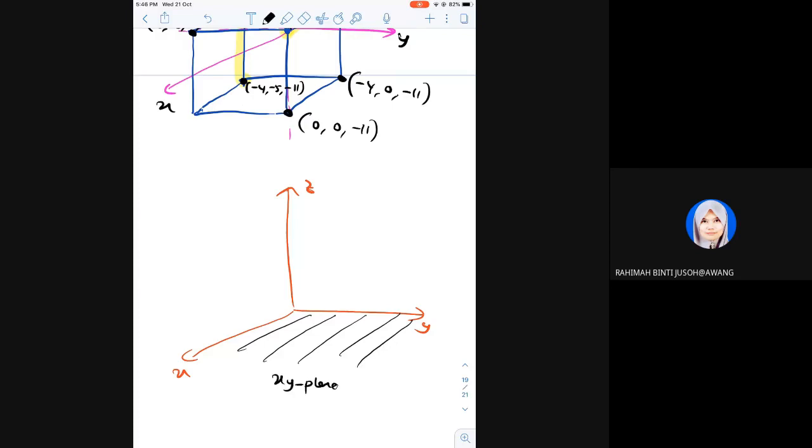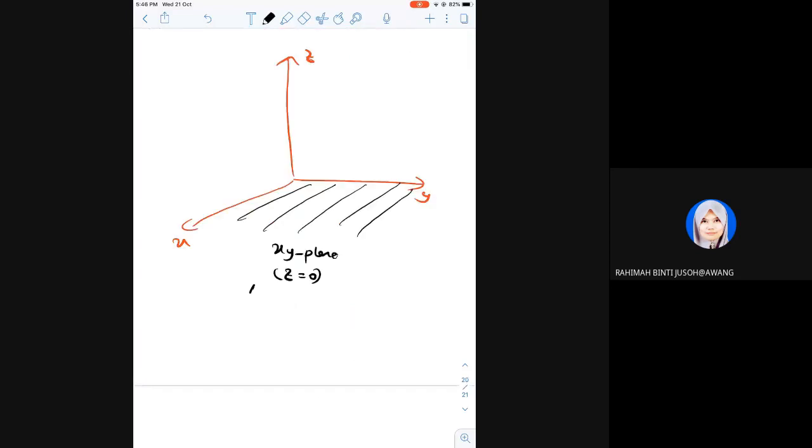XY plane ni adalah apabila Z sama dengan kosong. Dia adalah lantai guys, floor. Ataupun bumbung, ataupun lantai lah, lantai. Lantai boleh, bumbung boleh. Macam tu. Itu adalah XY plane.